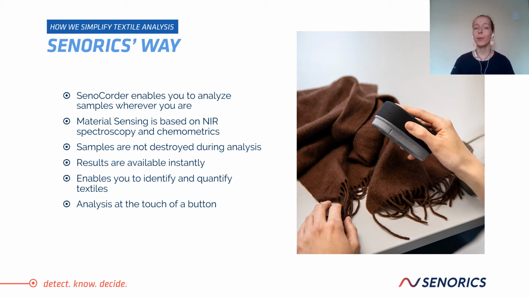The Senocoder enables you to identify materials, for example, whether a fabric is made from cotton, polyester, silk, or wool. And it also allows you to quantify the material composition, telling you the amount of a certain fiber present in your sample. So for example, it might tell you that your sample is made of 22% cotton and 78% polyester. The handheld device simply needs to be placed on the textile that you want to measure, and then the analysis starts at the touch of a button.